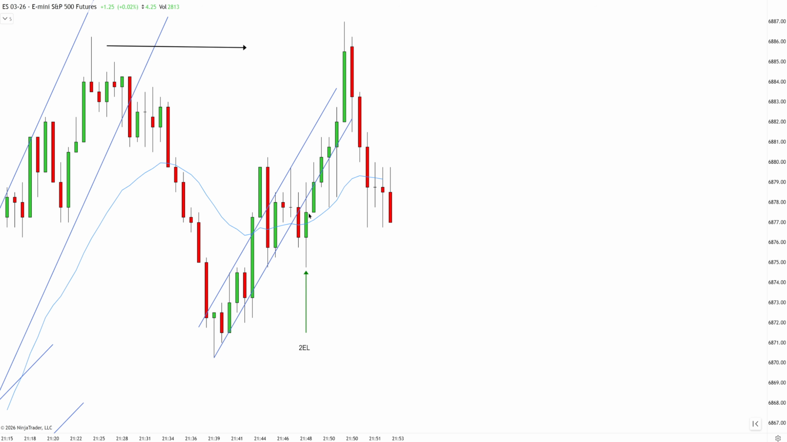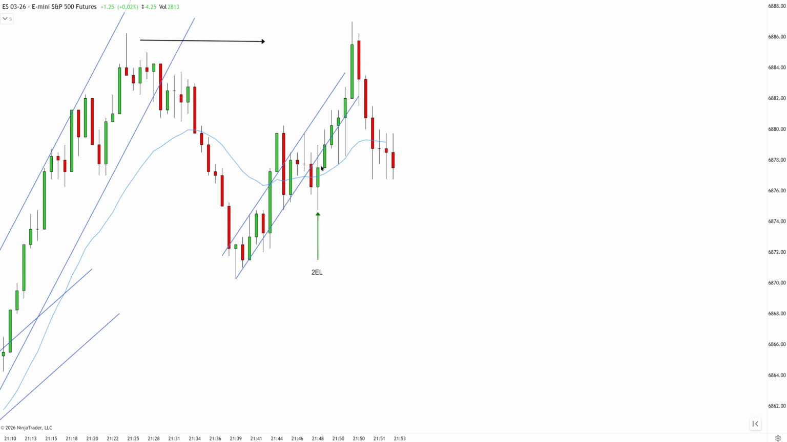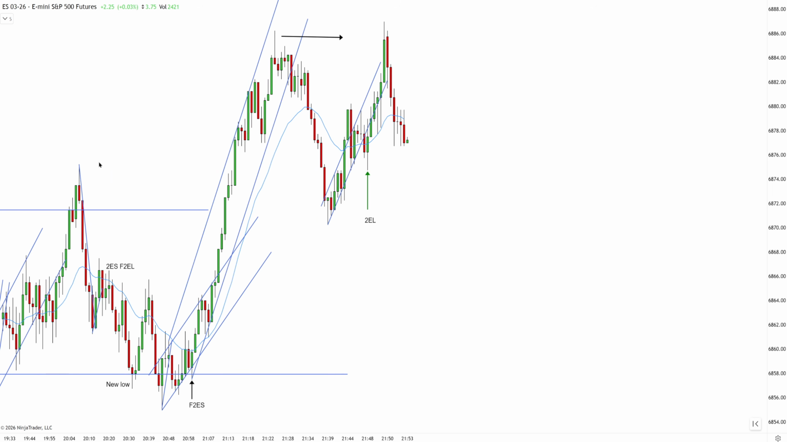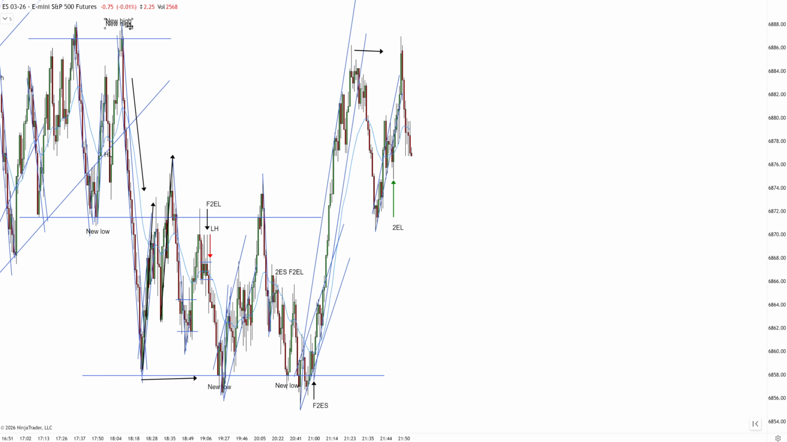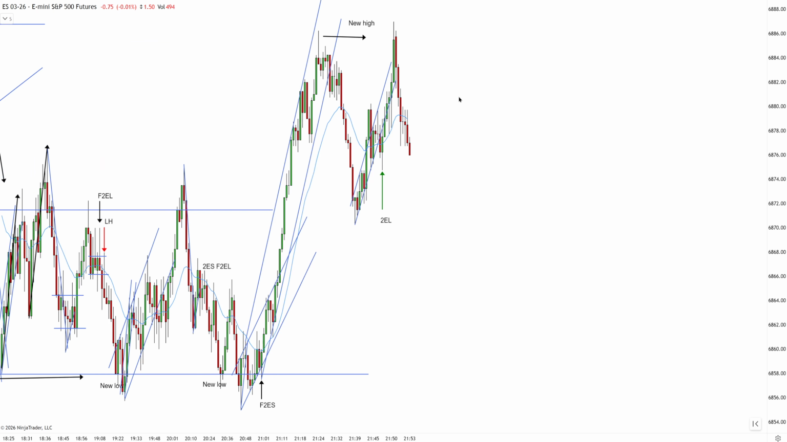It's a shame this setup formed while I'm doing the review. Otherwise, I would have liked taking this trade because uptrend is new high. It's a second entry long, part of the failed second entry short, and the uptrend played out. Perfect trend line rule. So yes, break, new high, and now the market is about to close.